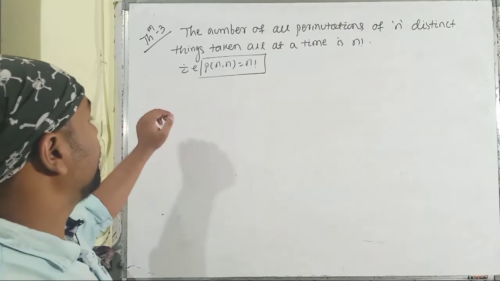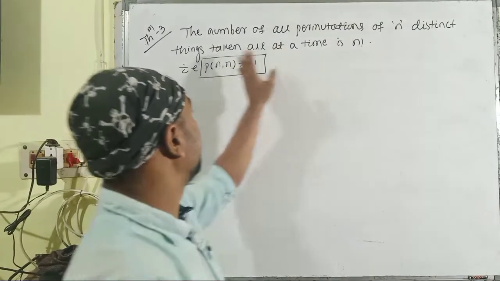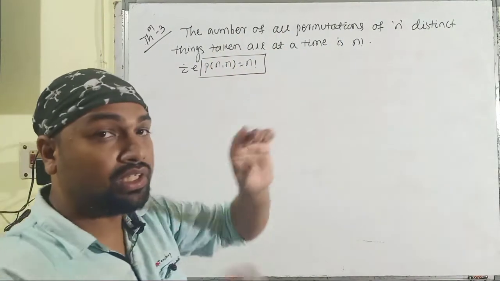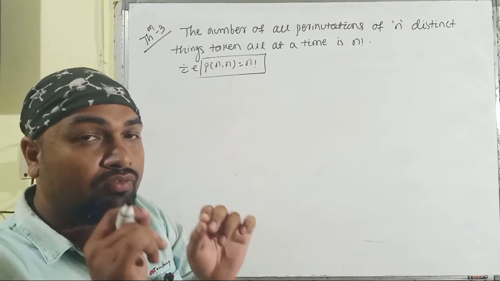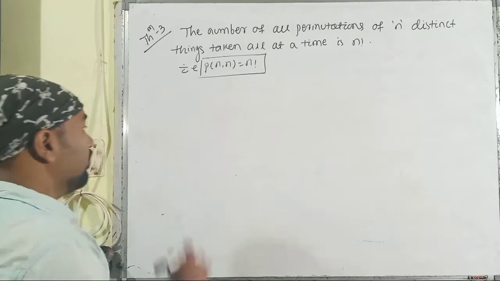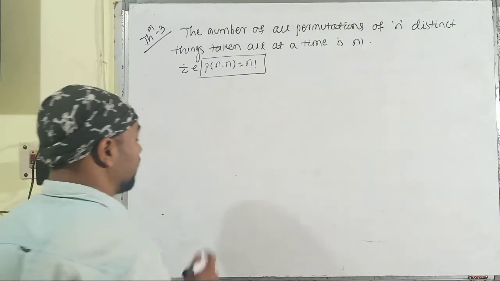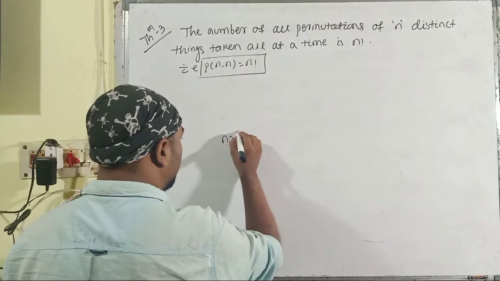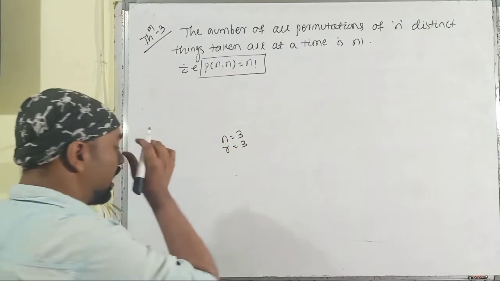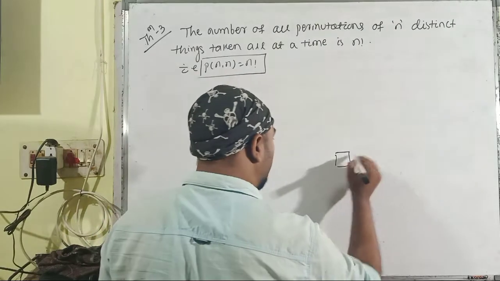So here it is theorem number 3, and here we have to prove that the number of all permutations of n distinct things taken all at a time is n factorial. That means in this problem the values of r and n are equal to each other. Before going to the proof of theorem number 3, let us discuss some of the fundamentals. Suppose we are given 3 objects, and also we are given r equal to 3. That means 3 places are there.